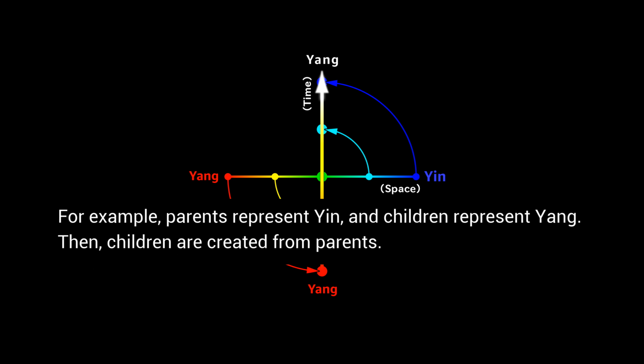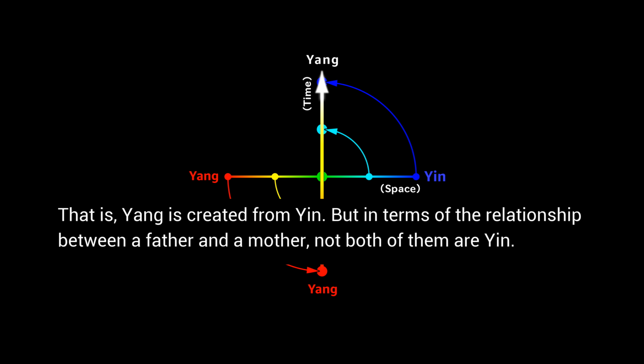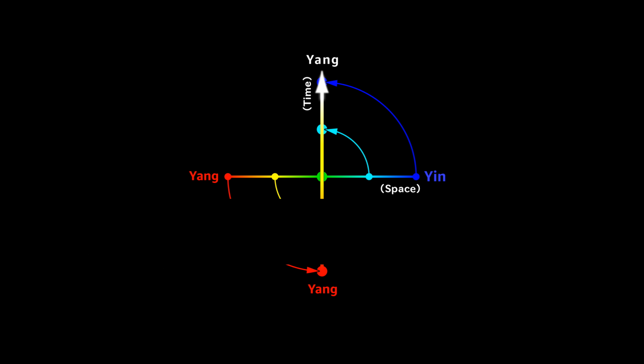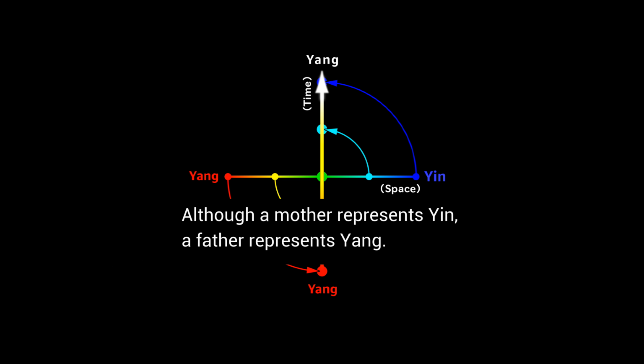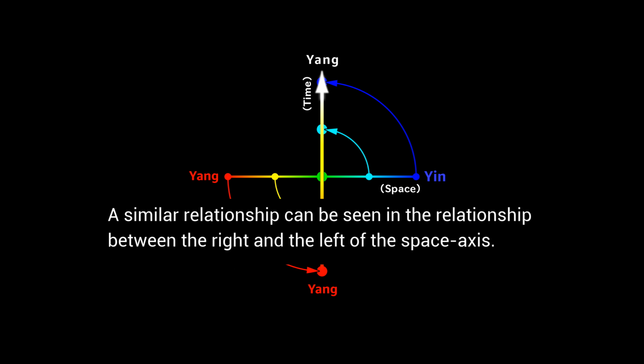For example, parents represent yin, and children represent yang. Then, children are created from parents. That is, yang is created from yin. But, in terms of the relationship between a father and a mother, not both of them are yin. Although a mother represents yin, a father represents yang. A similar relationship can be seen in the relationship between the right and the left of the space axis.